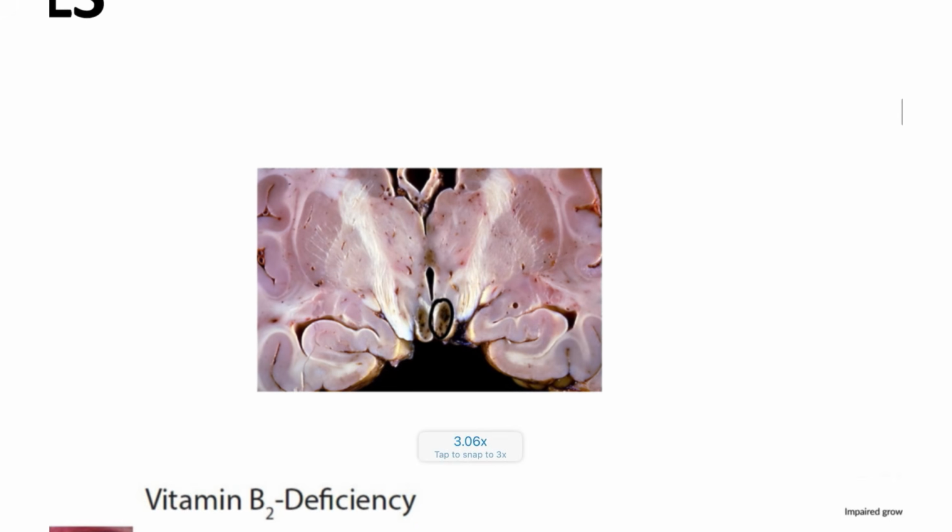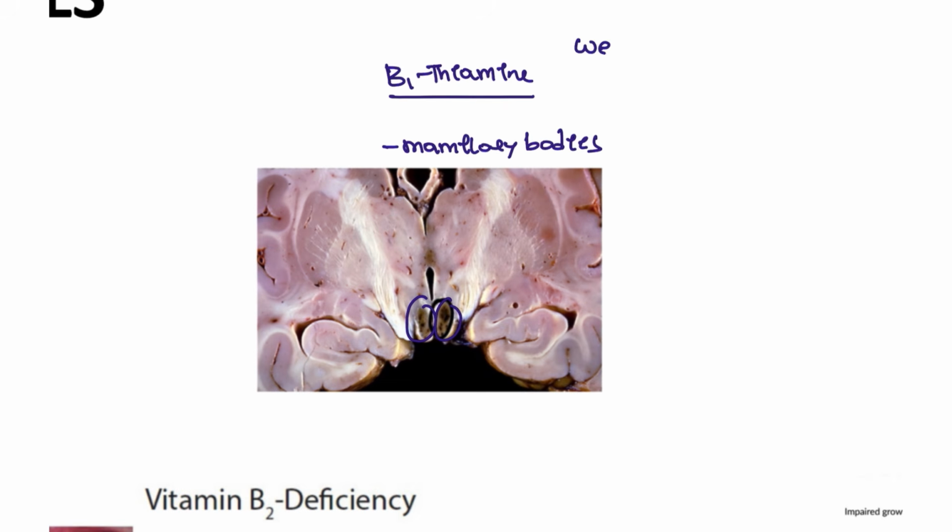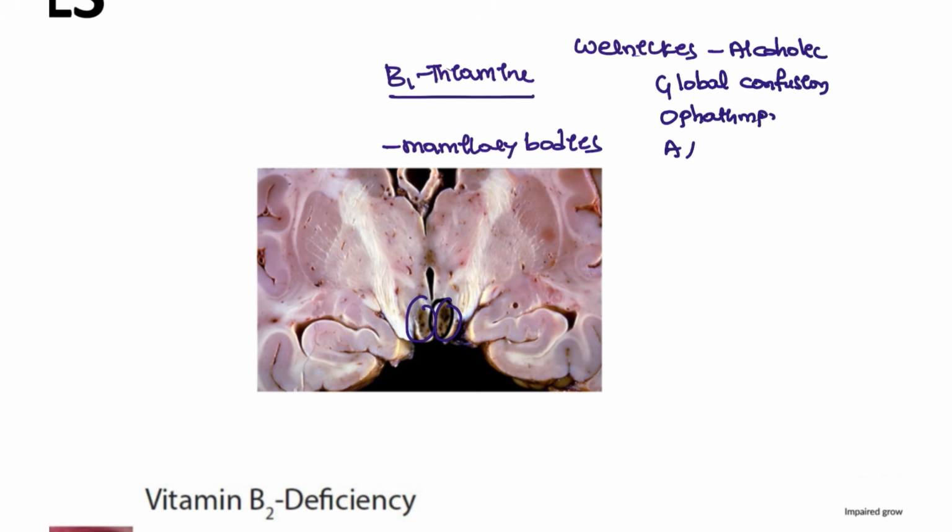Next, these are the mammillary bodies, and these mammillary bodies are having ischemia. When the mammillary body is having ischemia, that is seen with B1, or we call this a thiamine deficiency. Thiamine deficiency is associated with the condition Wernicke's encephalopathy. In this, chronic alcoholics are most of the time involved. The patient will be having global confusion, and also ophthalmoplegia, right, and ataxia.